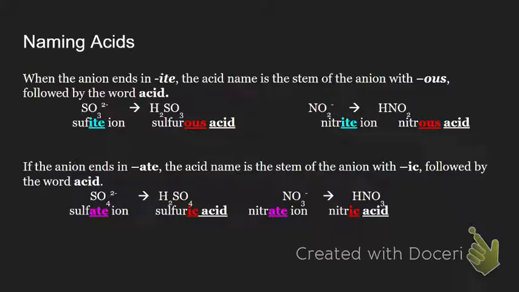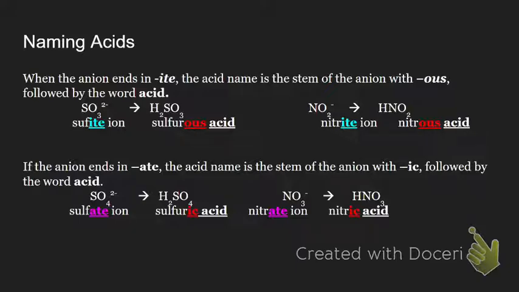So for example, sulfite is SO3-2. When it reacts with hydrogen, it's going to be H2SO3. So instead of sulfite, we're going to call it sulfurous acid. So it's sulfurous acid. Okay, with nitrite, NO2-1, when it reacts with hydrogen, it'll be HNO2. So we're going to drop the ite, I-T-E, and we're going to put ous. So it'd be called nitrous acid.